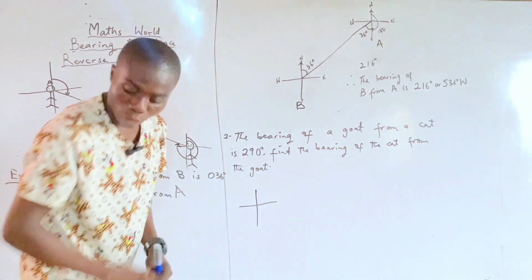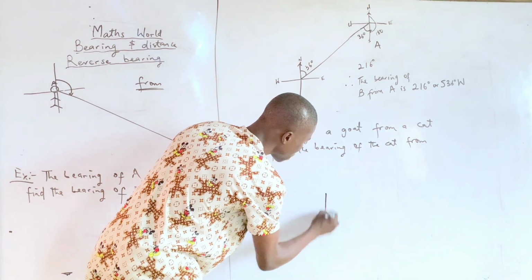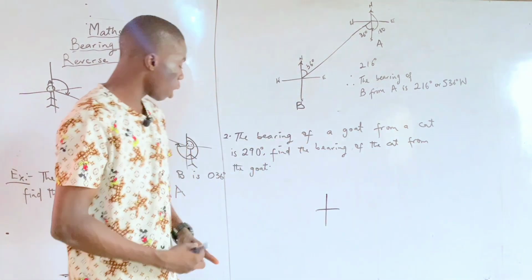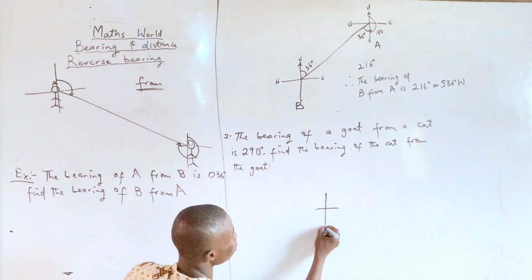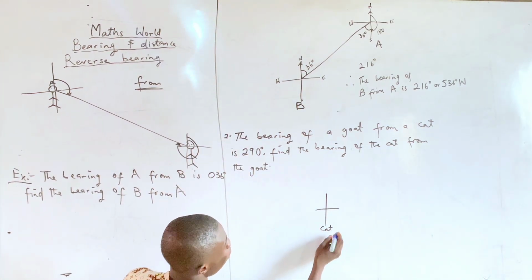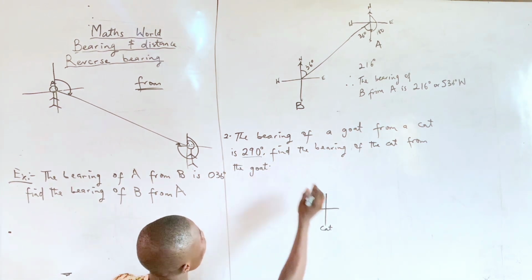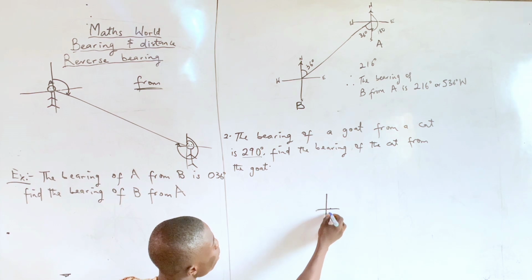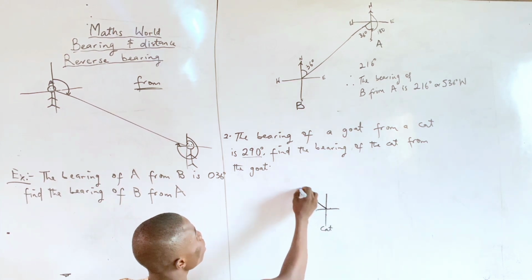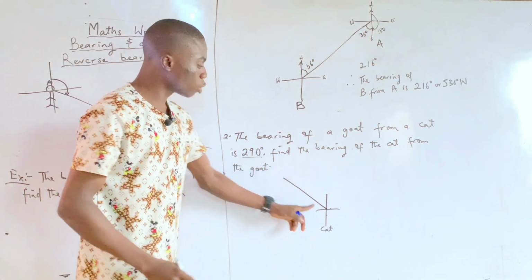Oh, sorry, don't forget the thing I told you. Now you are drawing for the cat. So here can be the cat. Let me just write it here. Cat. In what bearing? 290. Remember, from here to here is 90. From here to here is 180. From here to here is 270. And here will be the place where about 290 will fall.